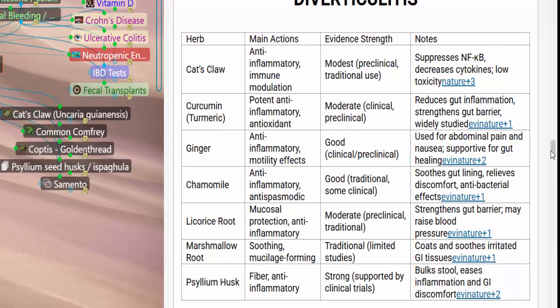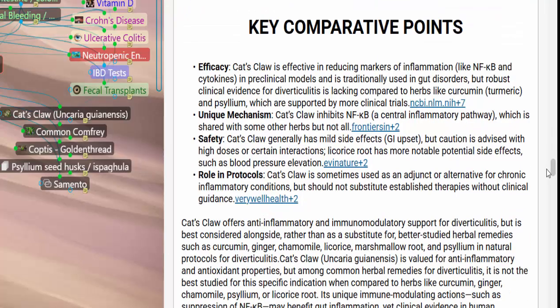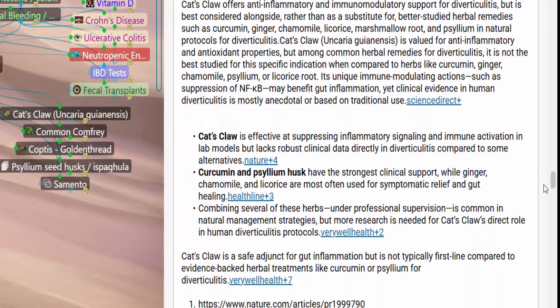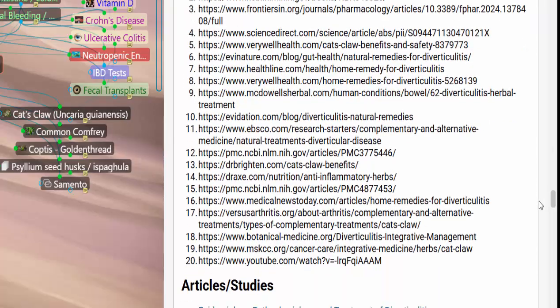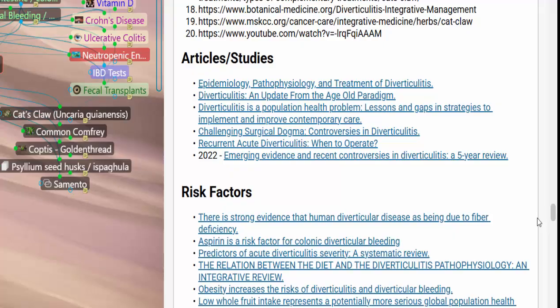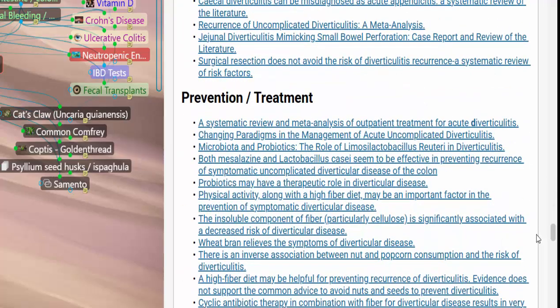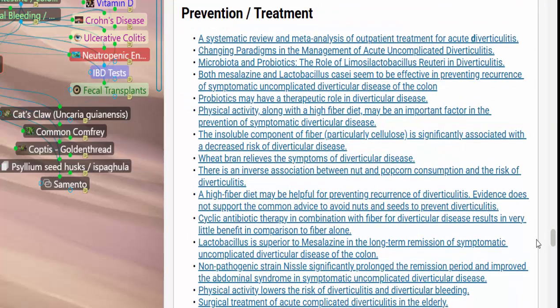If you're a subscriber to the database, you can come in and read some of the key comparative points here. I'm going to skip this part. And there are some of the studies that back it all up. And then down here there are quite a few more articles and studies divided up into what the risk factors are, prevention and treatment.